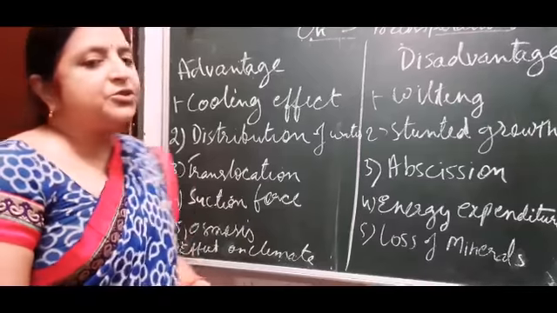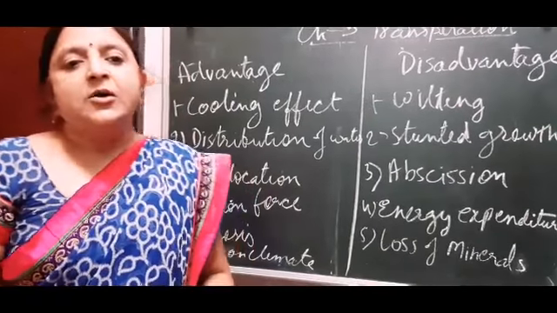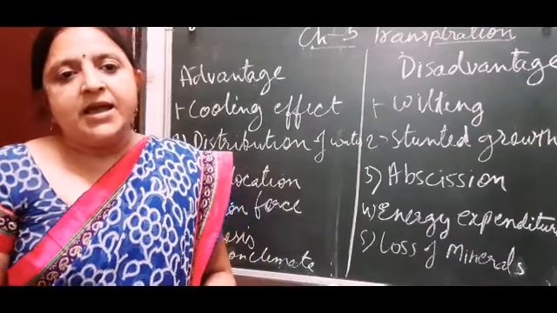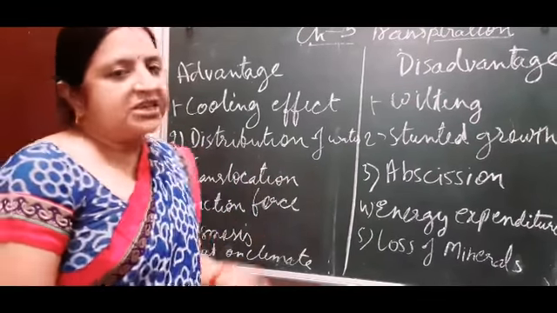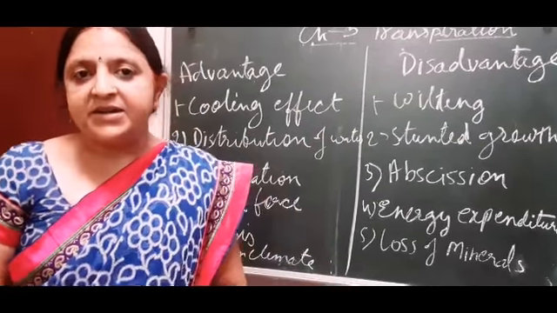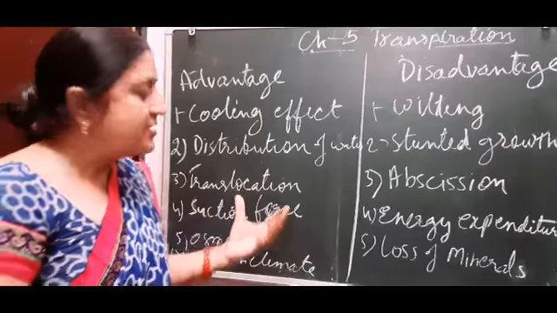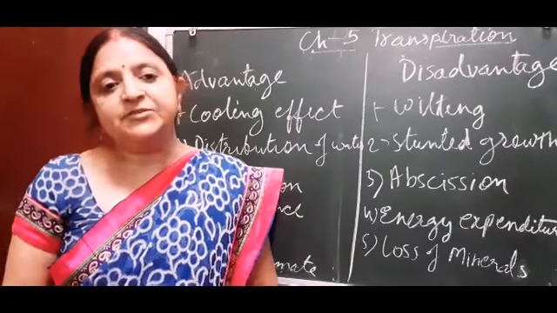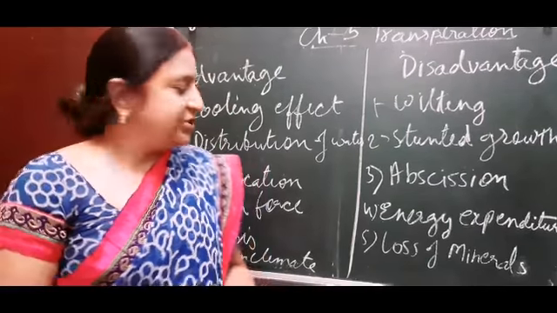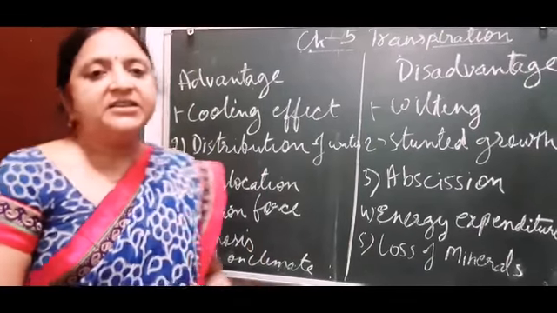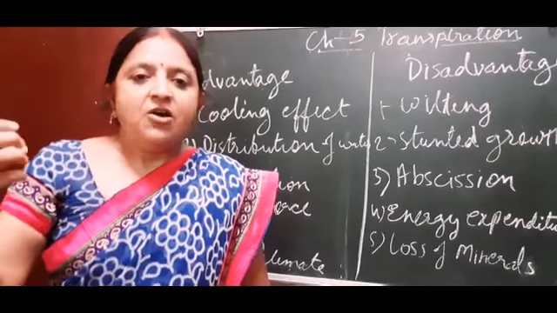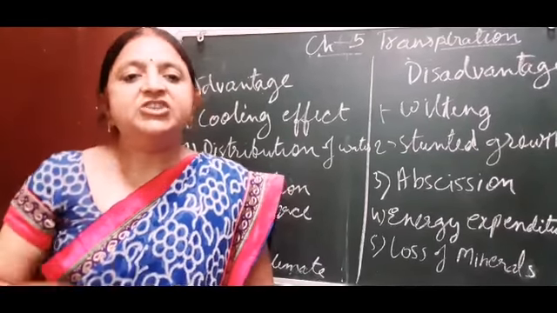Now next, translocation. Translocation is the distribution of the food materials in the plant body, and it is also due to transpiration, because it not only distributes the water and minerals, it also distributes the food material from the leaves to all parts of the body, and it is all because of transpiration. Now next is the suction force. Suction force means transpiration always helps in the ascent of sap.